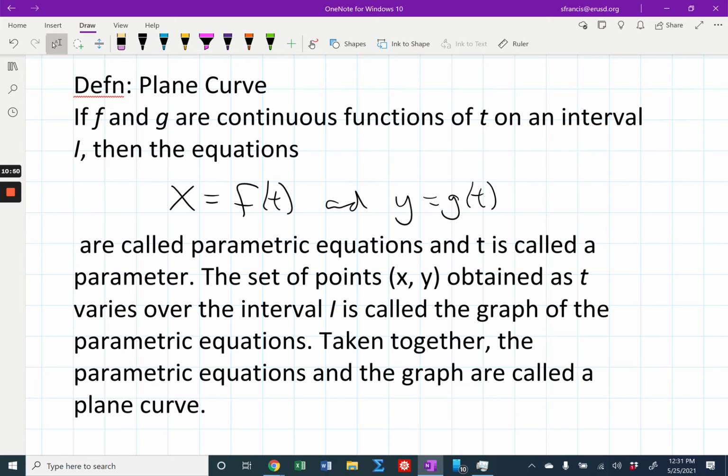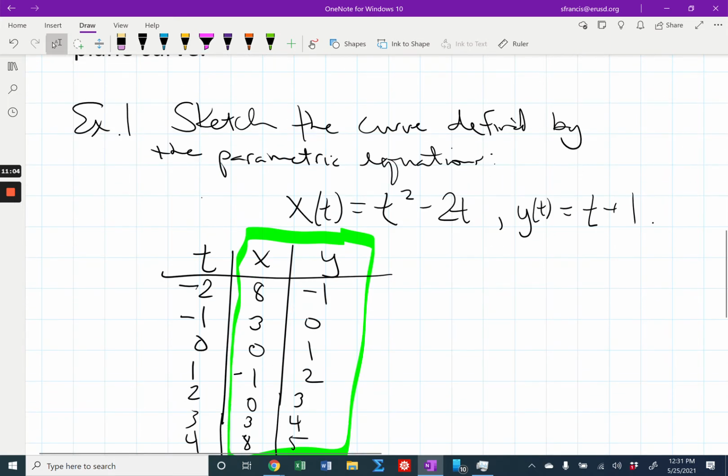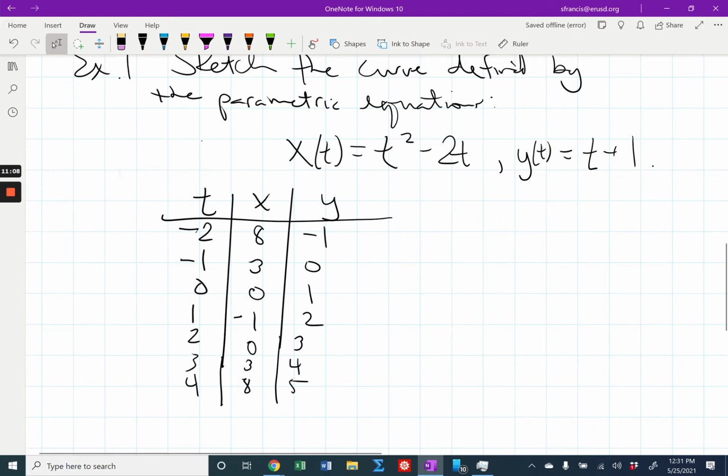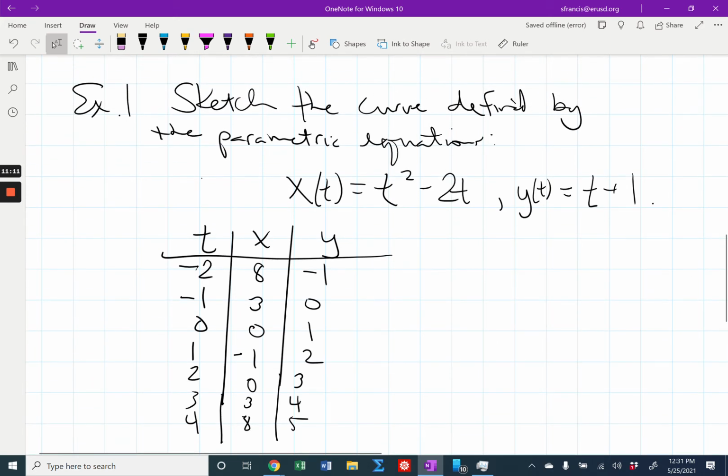Okay. Again, this is all the pre-calculus understanding that we have. So pause the video if you want some more detail, or if you want to copy that down in detail. So for example number 1, I had worked this out and then the program crashed, so I'm doing this again, but that's okay. Sketch the curve defined by the parametric equations x of t equals t squared minus 2t and y of t equals t plus 1.